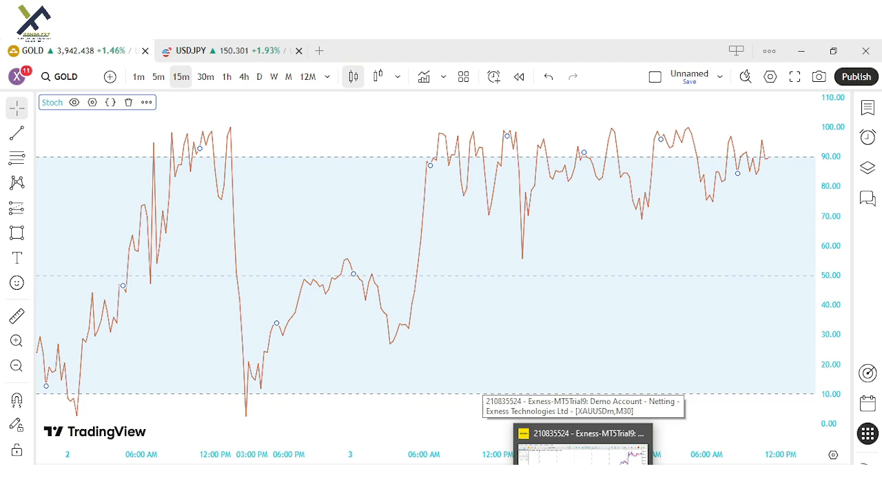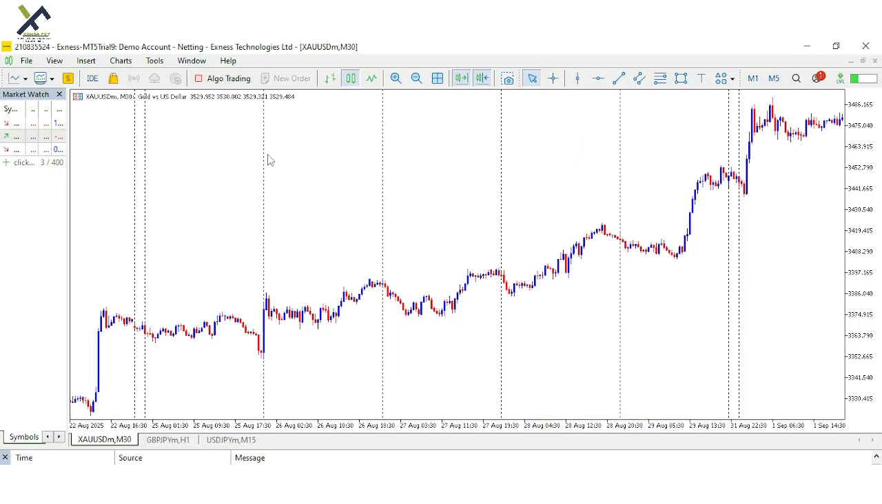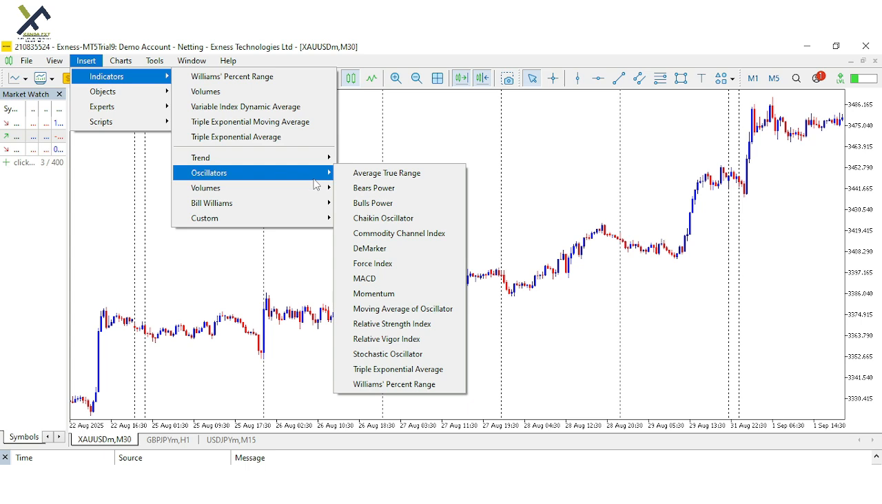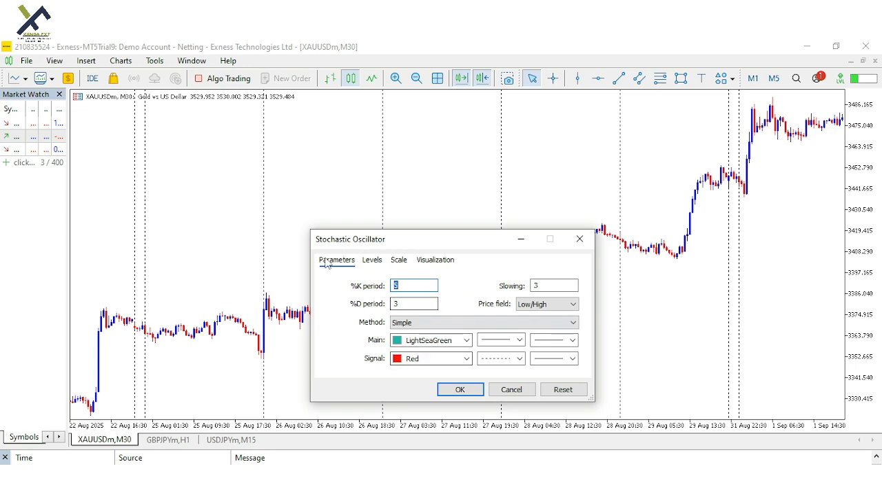Now if you are using MetaTrader for your trading, let's go over to the MetaTrader. You come to the MetaTrader, go to Insert, go to Indicators. Under the indicators, come over to the oscillators. Under the oscillators, select stochastic. Under the stochastic, you will see the K period, make it 60. K period 60. Slowing, make it 1. D period, make it 1.